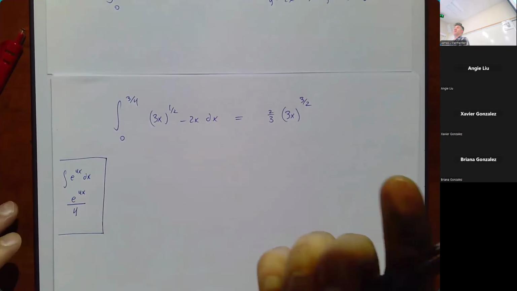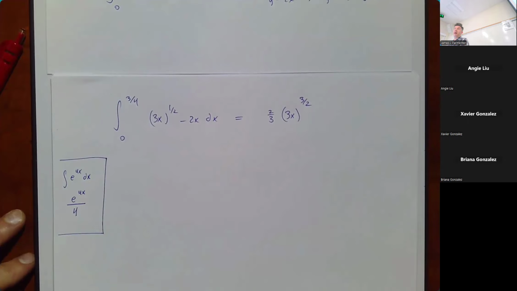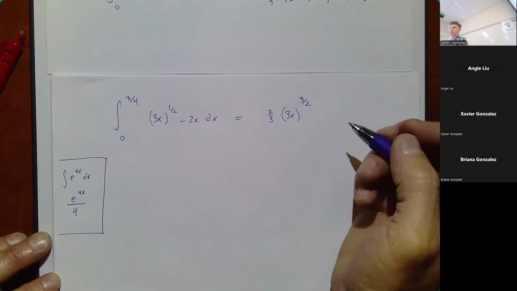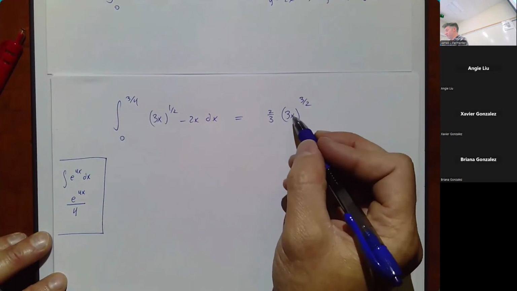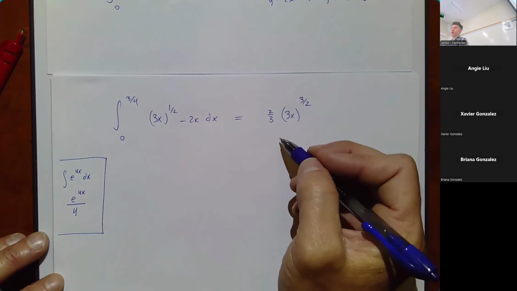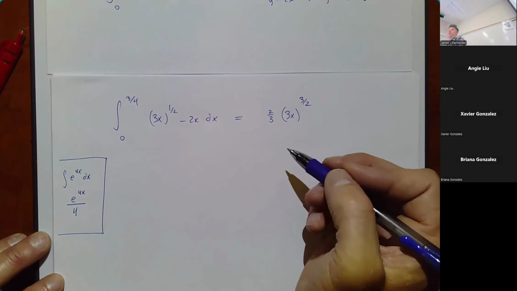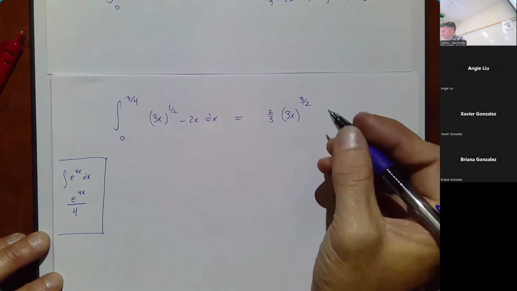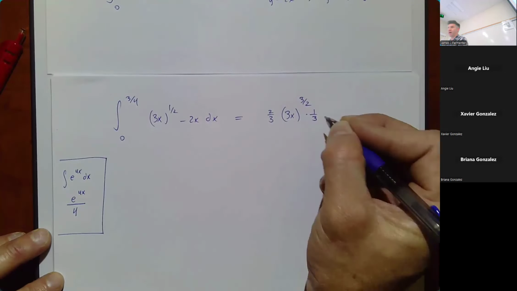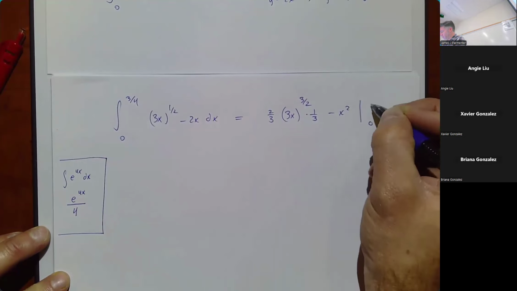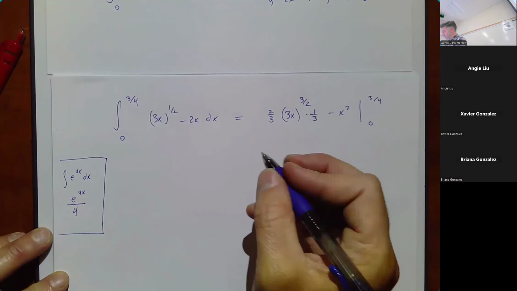Right, because we always end up dividing by the coefficient of x when we are doing these mini substitutions. So here, I'm going to end up dividing by another 3, because the derivative of 3x to the 3/2 would be 3/2 times 3x to the 1/2 times the derivative of 3x, which is 3. So I need a 1/3 to account for that. Minus x squared from 0 to 3/4. And then everything is terrible.